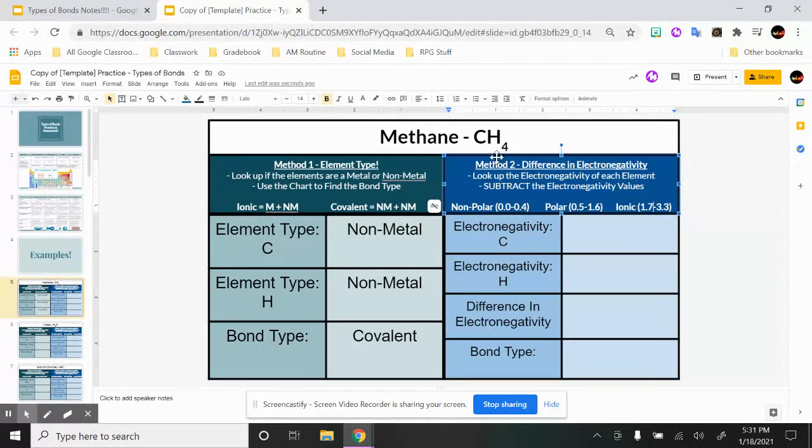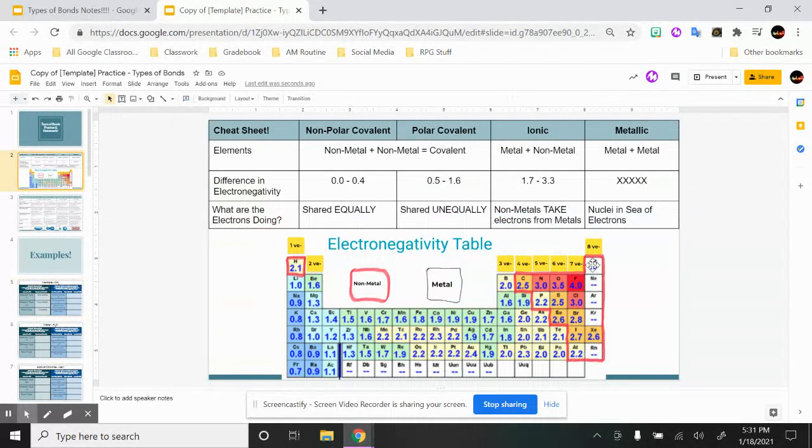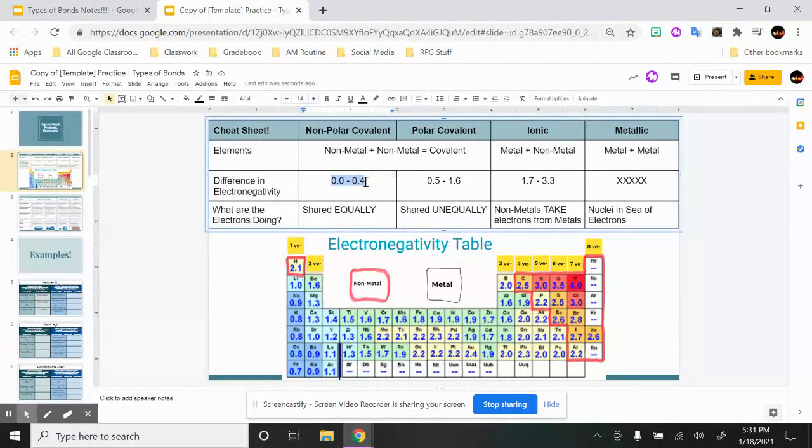Okay, anyway, to find the type of bond using electronegativity, we're going to look at the difference in these electronegativity values. The difference in how strong they are, how good they are at attracting electrons. So remember, difference means subtract. So we're going to look up those two elements and subtract their electronegativities. If their electronegativity difference is really small, 0.0 to 0.4, that's kind of like our twin bodybuilders. They're going to share their electrons equally, so it's going to be non-polar.